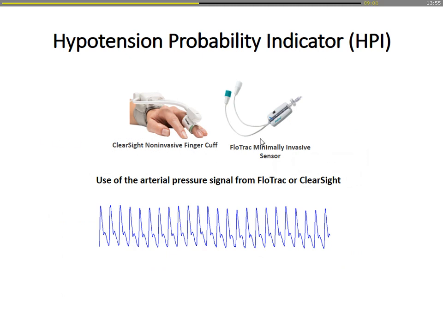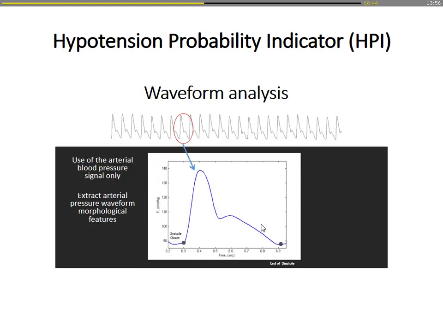How does it work? You can derive the arterial pressure signal, as I mentioned previously, either from the arterial pressure signal using a FloTrac sensor, or even non-invasively using one of these finger cuffs. And then from this arterial pressure signal, you can predict the hypotension risk, and I will show you in a minute how this works.